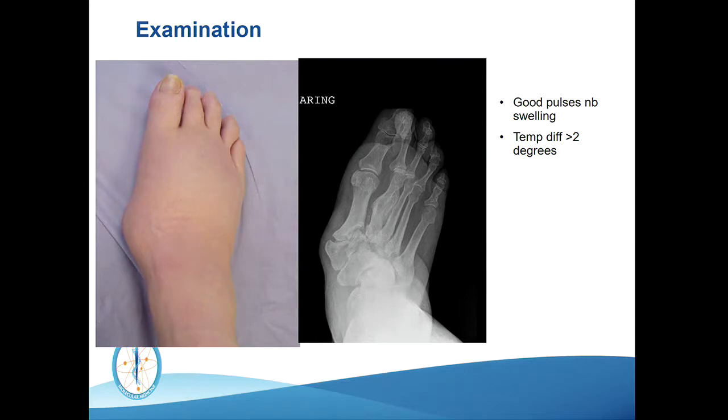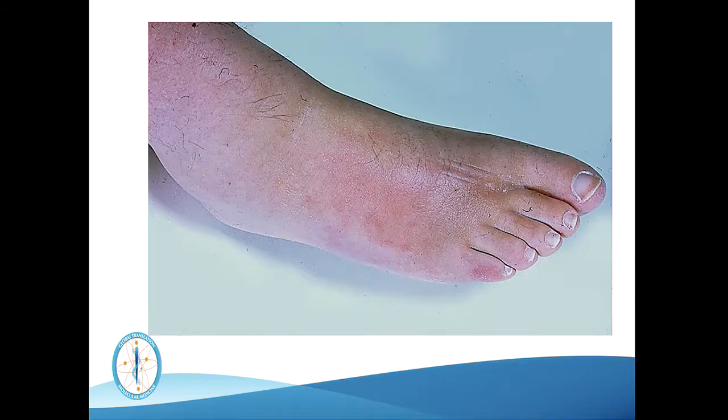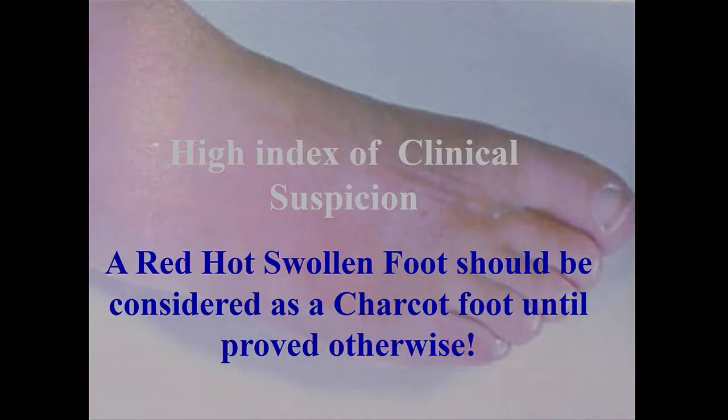But generally, as I was saying before, the ischemic foot's relatively protected. This patient, though, just looks like a puffy red foot. We can't see any obvious malalignment going on, and you can imagine that this is a bit more difficult to work out what's going on. So the take-home message is that you have to have a high index of clinical suspicion. A red, hot, swollen foot in a diabetic patient with neuropathy is a Charcot foot until you prove otherwise.